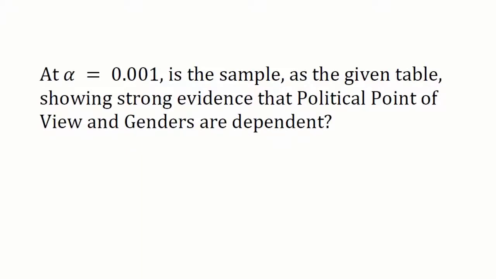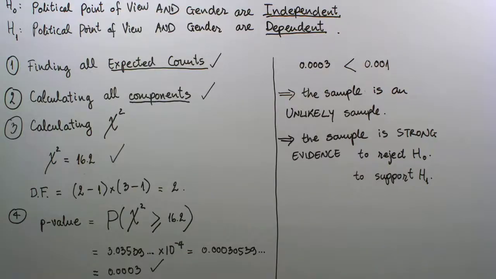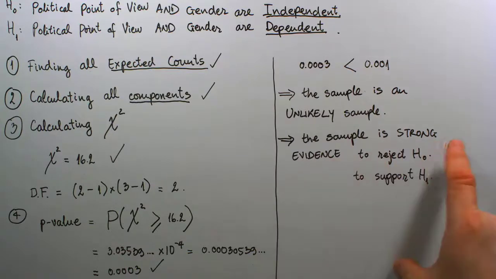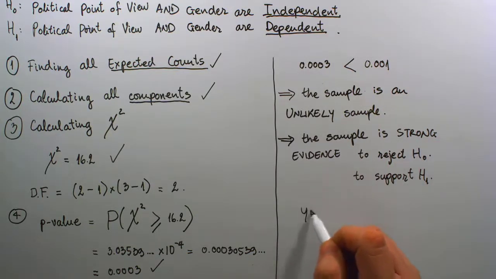And ultimately, back on the wording of the question, testing a hypothesis will always ask us a yes or no question: is the sample showing strong evidence that such and such? In that way, we have just verified that we have strong evidence right in our sample. And so the ultimate answer to the question is yes, we have strong evidence.